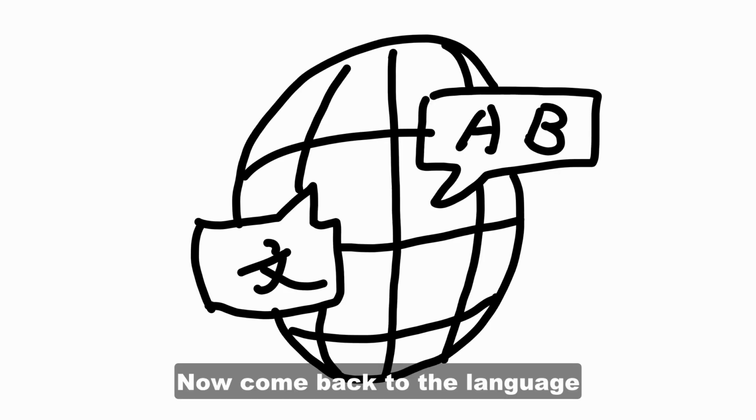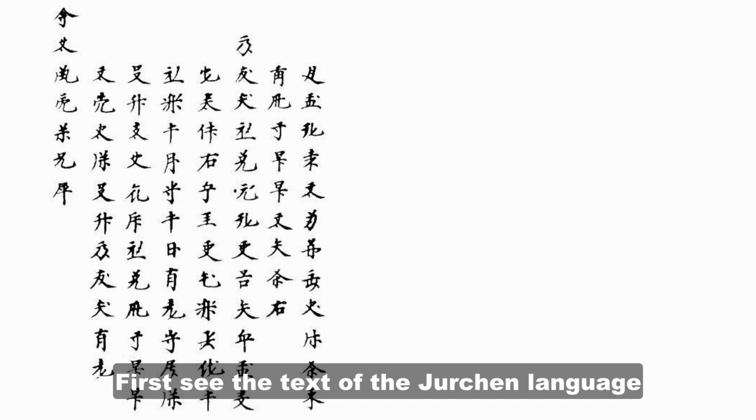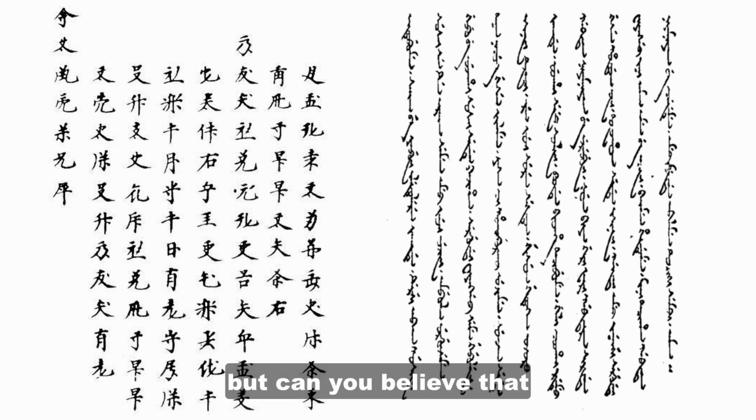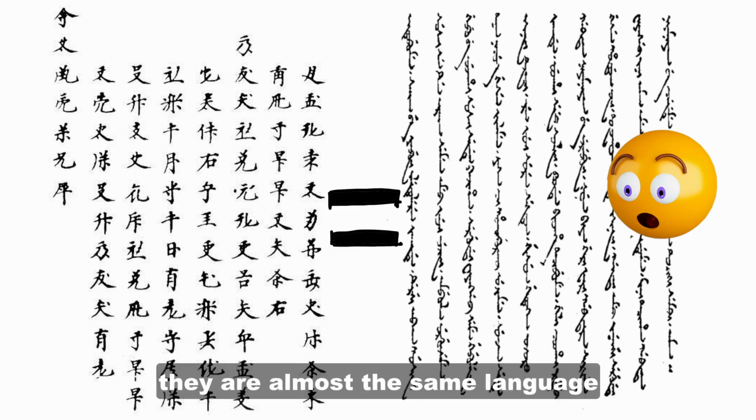Now come back to the language. First see the text of the Jurchen language and the text of the Manchu language. Obviously, they have a very big difference. But can you believe it if I say they are almost the same language?